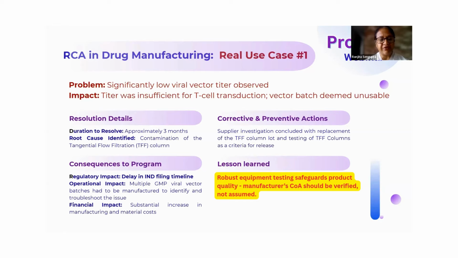At that time, we did not have a very systematic root cause analysis tool. So it took us about 3 months to resolve the issue. And the root cause was identified as a contamination of an equipment, which was the TFF column. And this particular equipment was used in the step where we purify and concentrate the viral vector. It's in the downstream process.